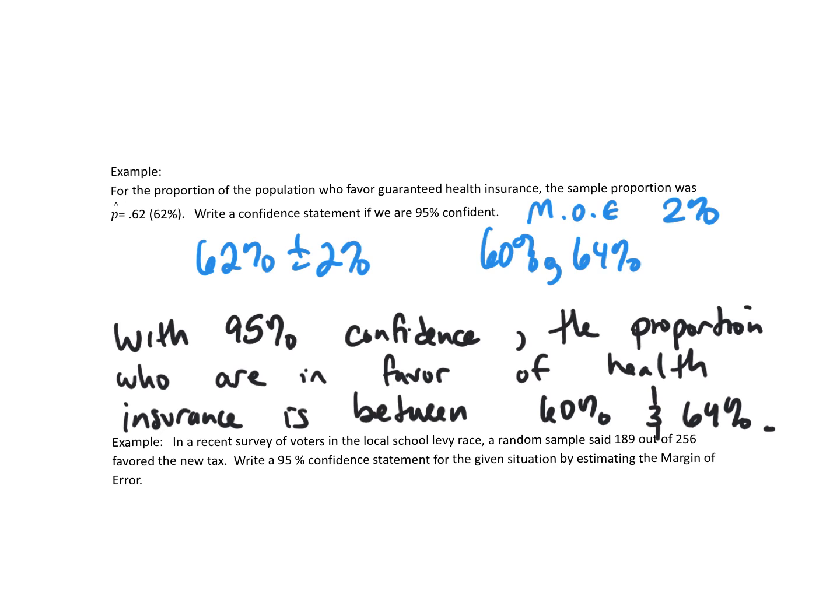So if I asked everybody in the population, all Americans, it doesn't really say who our population is, but whatever this population is, if I asked every single person, which would be very difficult, I would estimate that between 60 and 64% of them would be in favor of the guaranteed health insurance. So, am I 100% sure? No, but I am somewhat confident.